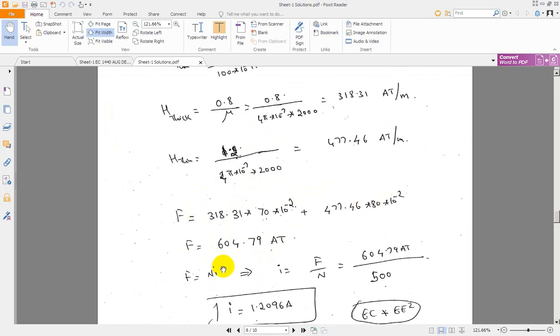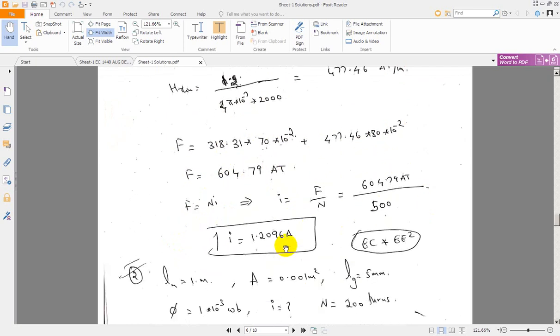Total force, magnetomotive force, will be equal to 604.79 ampere turns. So F is equal to Ni, we know. We need to calculate the current. I will be equal to F by N. Substitute the value of F divided by N is 500, it is given in the problem. You will get I equal to 1.2096 amperes. This is our third answer, third target.